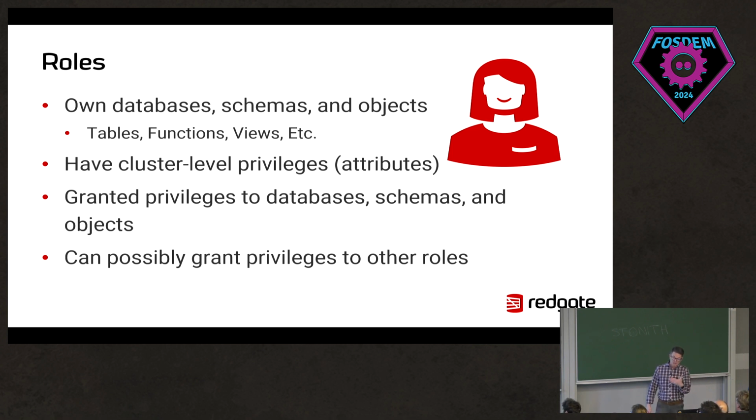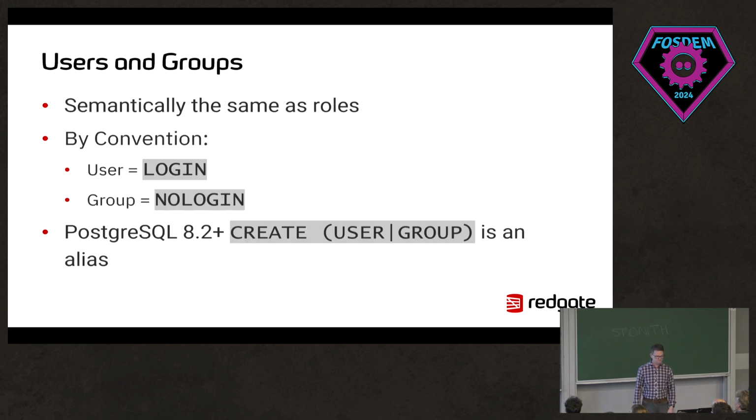And then you might be granted privileges to a database. They can be granted privileges to database schemas, objects, and so forth. And then possibly, as we'll see in a second, some roles have the ability to grant their privileges to other roles in the system. And we'll see why that's really important.